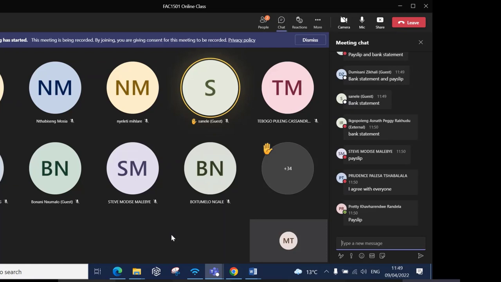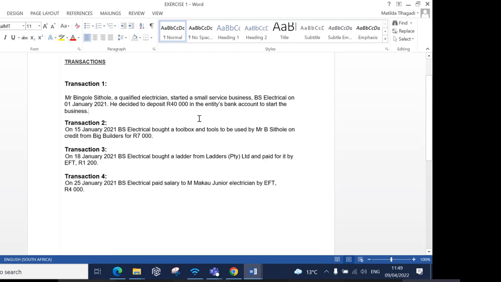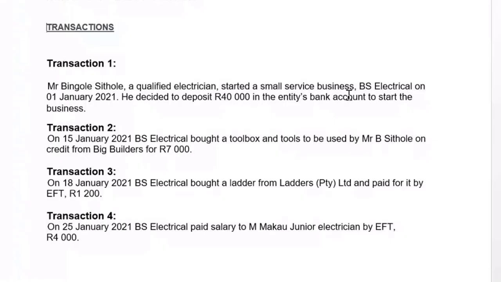So basically, we just covered which source documents you as a bookkeeper will be using to record these transactions. In a practical scenario, you won't be seeing these transactions written out. You will be looking at the source documents in recording these transactions. For the course purposes, they are writing out the transactions, but in a practical scenario where you're the bookkeeper of BS Electrical, you will be holding those source documents to record the transactions.